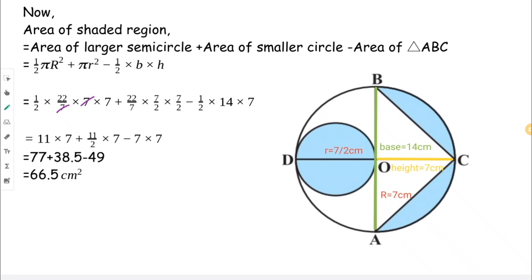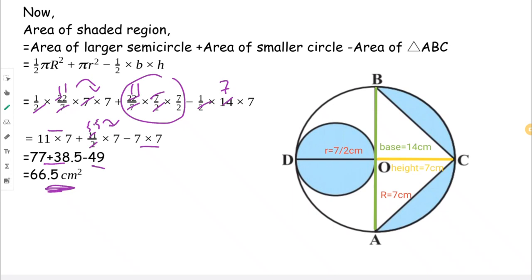7 7s, 2 1s are 2, 11 7s are 77, 2 into 11, right? And 2 7s are 14. So here we left 11 into 7, here 11 into 7 by 2, right? And 2 1s are 2, 5s are 10, 2 5s are 10, all right? And 7 7s are 49. So when you multiply 5.5 into 7, we'll get 38.5. So add these two and subtract this, we're going to get the area of the shaded region to be equal to 66.5 centimeter square.